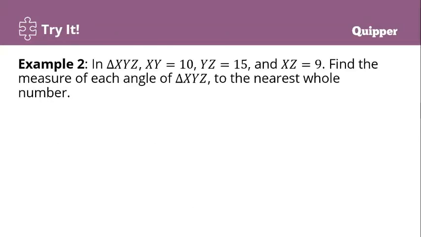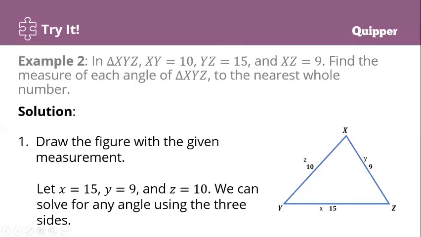Second example, in triangle XYZ, XY is 10, YZ is 15, and XZ is 9. Find the measure of each angle of XYZ to the nearest whole number. Okay, we have SSS. We have three sides given. First, illustrate or draw the figure with the given measurements. You use small letters to denote sides so that it will be easier later to substitute for the formula or to look for the formula to be used.